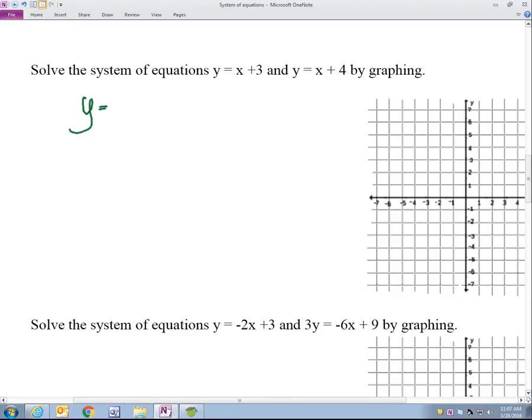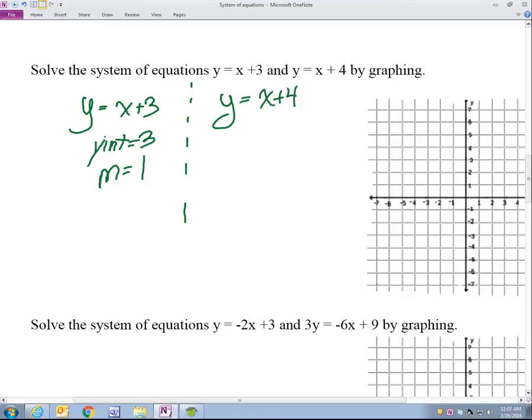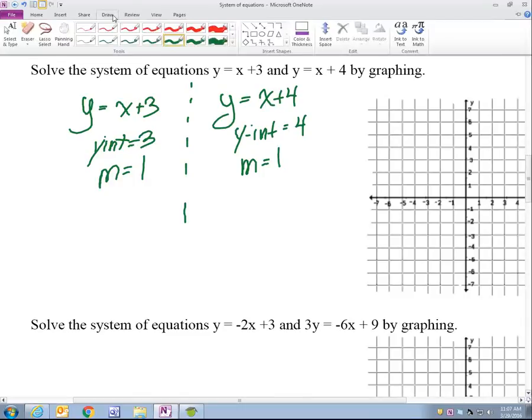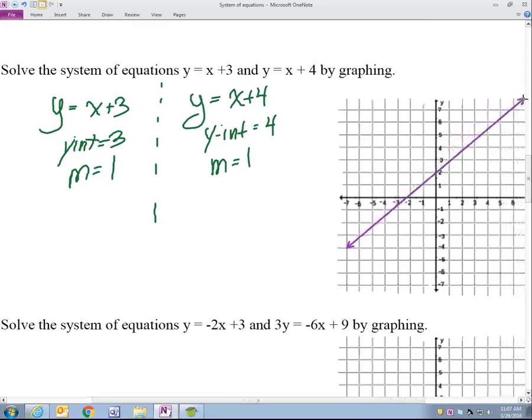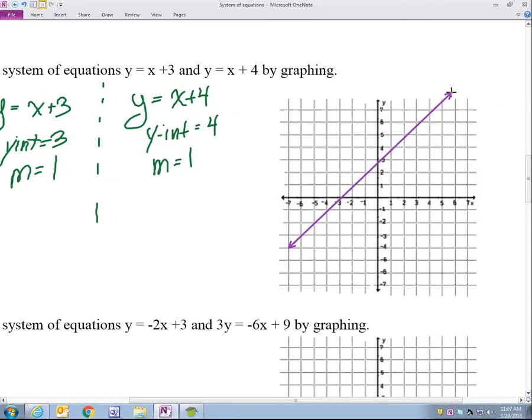First one, y equals x plus 3. My y-intercept equals 3. My slope is 1. Y equals x plus 4. Y-intercept equals 4. Slope equals 1. So first one, I go to 3. 1, 2, 3. Okay, so there's the first line, y equals x plus 3.